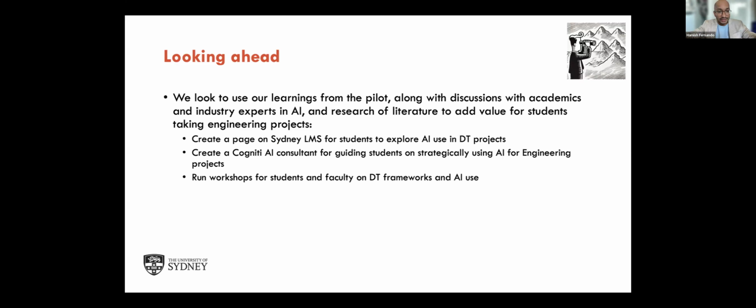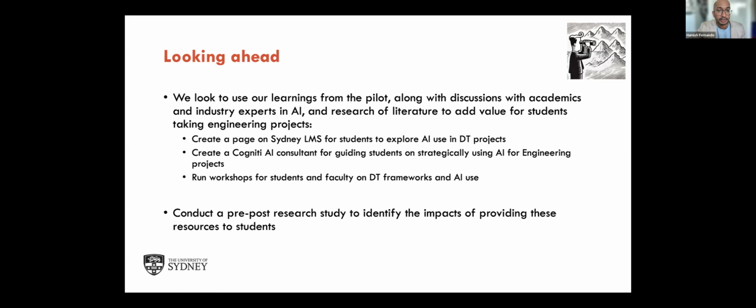There'll be a series of documented pages in text form, as well as videos. So students, when they're doing design thinking projects, or projects in general, can go and look at it themselves. That way, academics don't have to worry about how they are going to find the time to teach them all this. We're also going to create a cognitive AI agent, which acts as a consultant for design thinking and AI, incorporating AI into design thinking projects. And finally, we want to run a few workshops across our faculty to help the faculty as well as students understand design thinking frameworks and AI use.